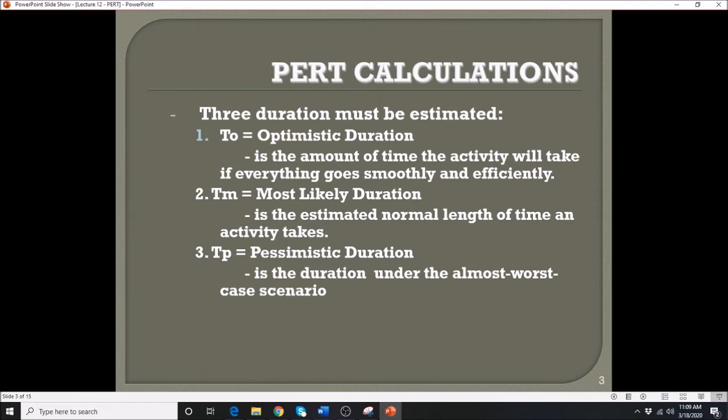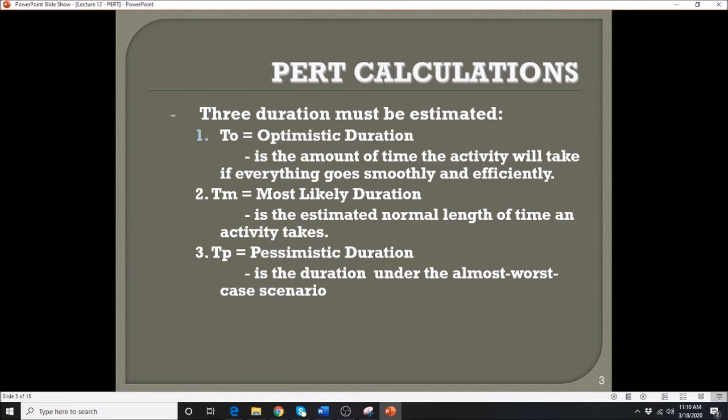One is what we call the optimistic duration. The other one is the most likely duration, which is actually the average of the durations that we will be calculating. And of course, we have the pessimistic duration. The TO, which is the optimistic duration, is the amount of time the activity will take if everything goes smoothly and efficiently. That is the positive side, assuming that nothing will distract or cause any problem on a particular activity.